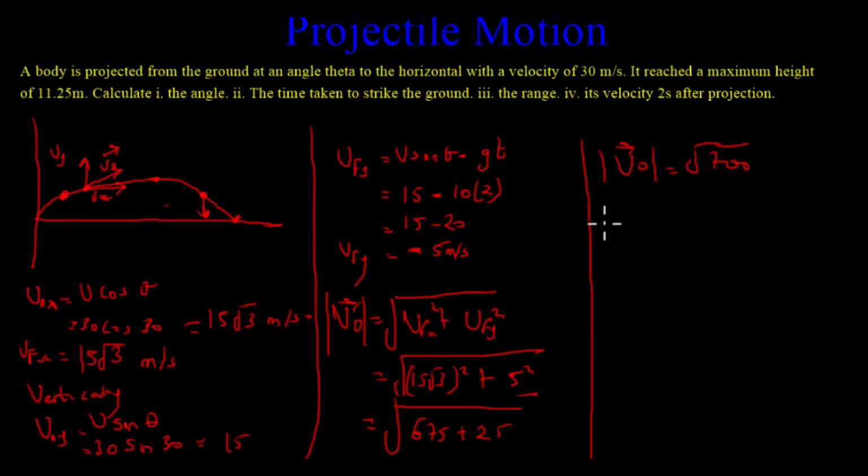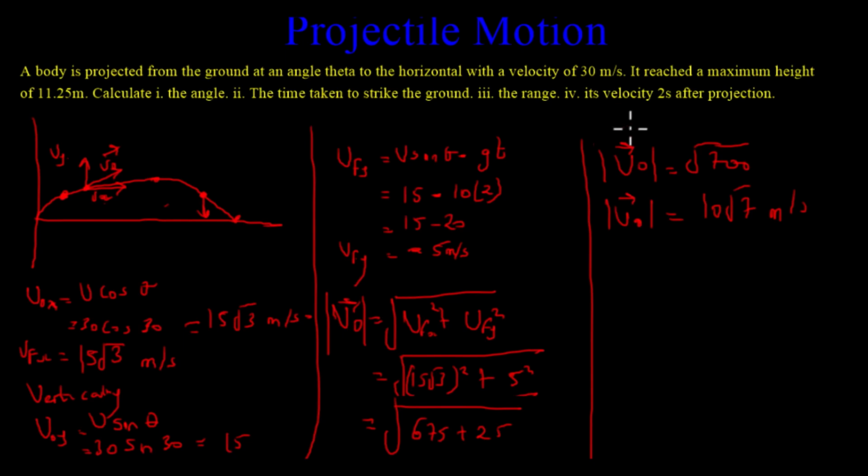And then the square root of 700 will simply be equal to 10 root 7 meters per second. Now this is the magnitude of the velocity after 2 seconds when it has been projected. But from vectors, we know that the magnitude alone is not enough to describe the quantity. So eventually they ask for the direction.